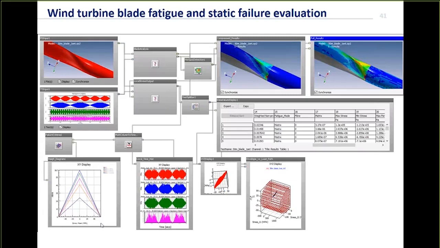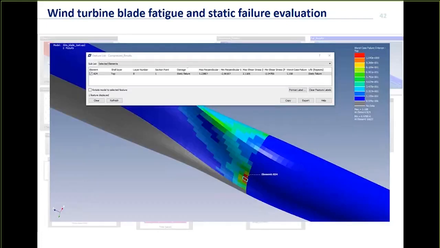So let's have a look at 1 or 2 of the results in more detail. I'll just pull out 1 or 2 of the pictures. So this is the results of the failure criterion calculation. If the failure criterion is less than 1, then that indicates that no failure is occurring. If it's greater than 1, then that indicates that we have some possibility of static failure.